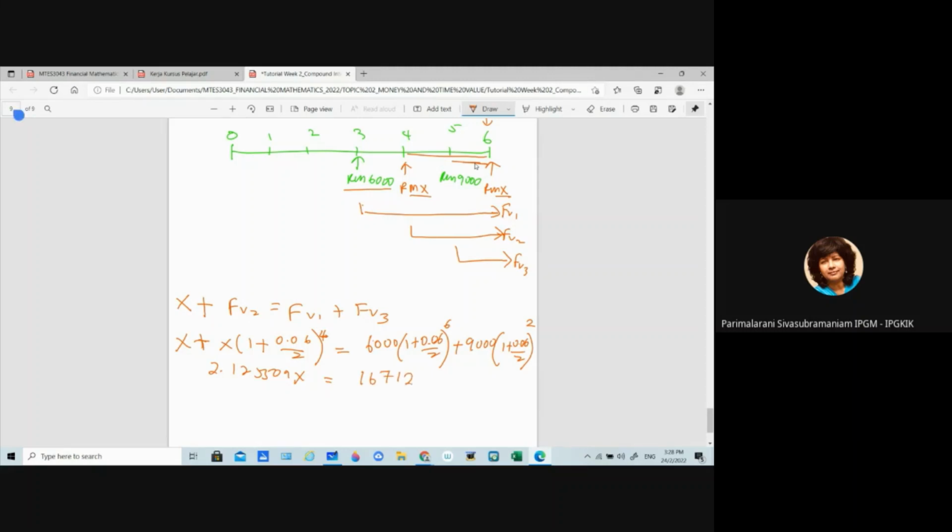If we can show a few more steps, it's okay also. So X will be 7862.78. Actually you have to pay 6,000 in the 3rd year and 9,000 in the 5th year, together 15,000. But now you are making 2 payments of 7,862. Okay, together it's a bit more than 15,000.